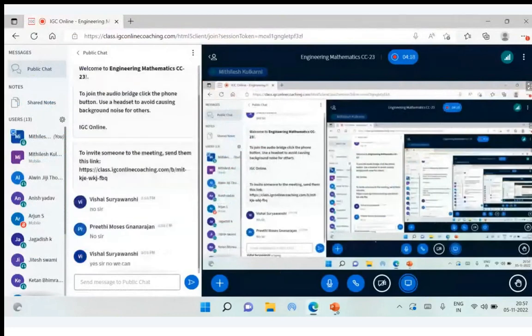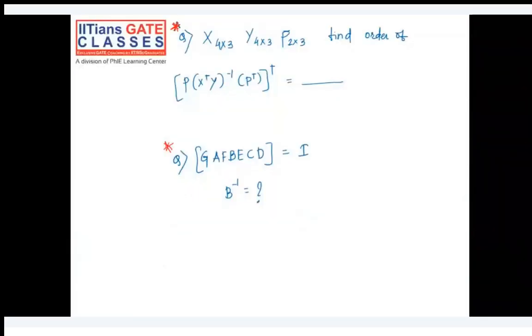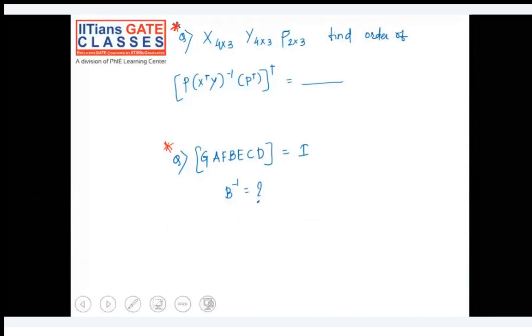It's not that difficult. You should be able to solve it quickly. Tell me the order of this entire matrix. Yes, 2 cross 2 is the correct answer.